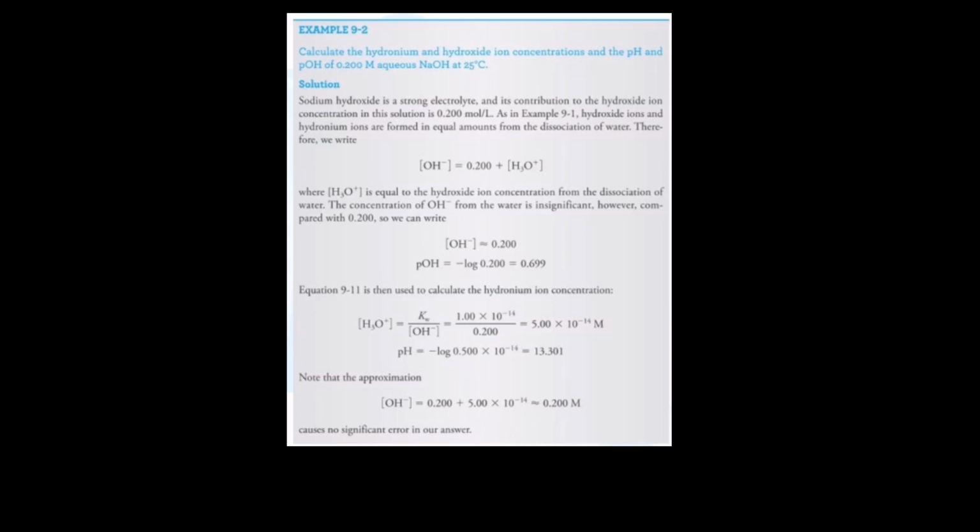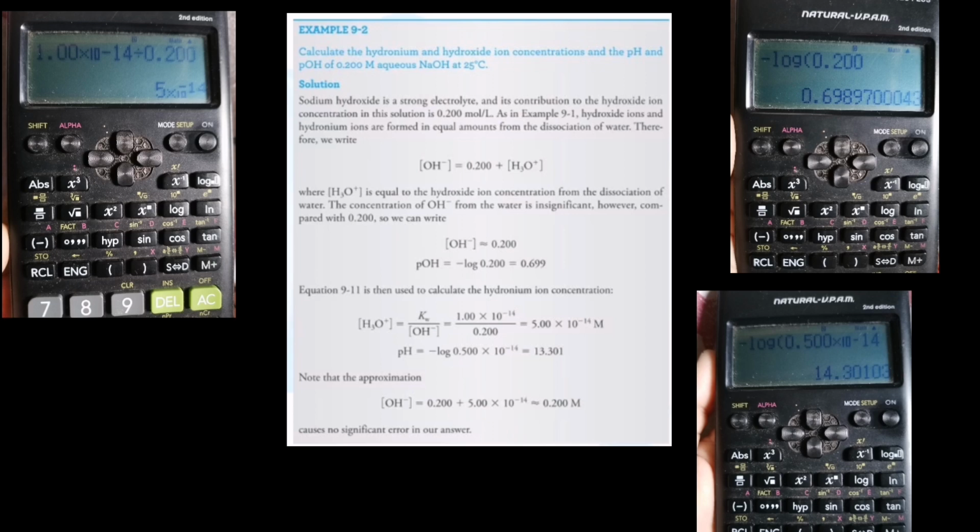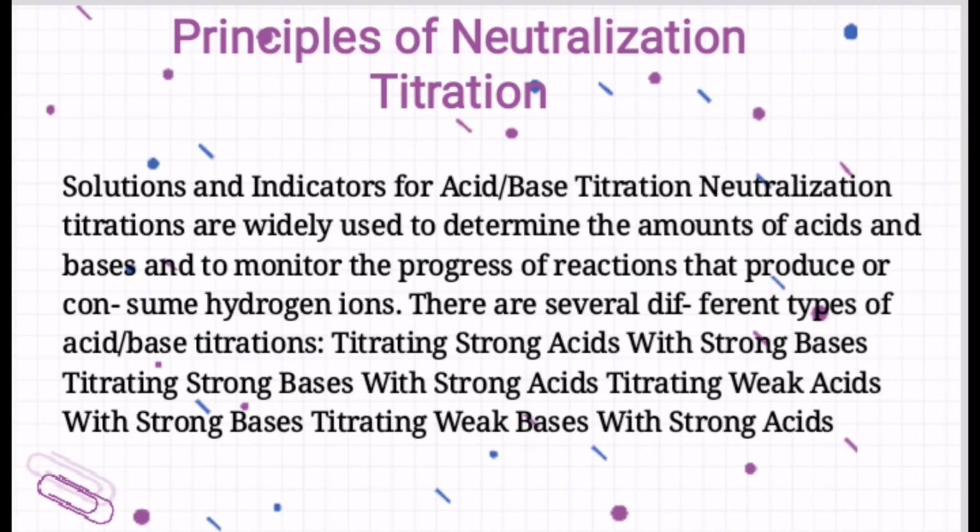pero dito sa calculator is 14.301. Then after that, note the approximation: i-copy yung [OH-] and then ipag-plus mo lang yung 0.200 plus 5.0 times 10 to the power of negative 14. So ang magiging answer nyo is 0.200 M. We don't have a significant error in our answer.